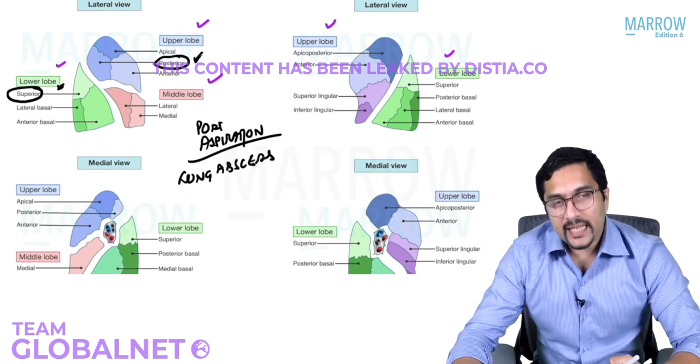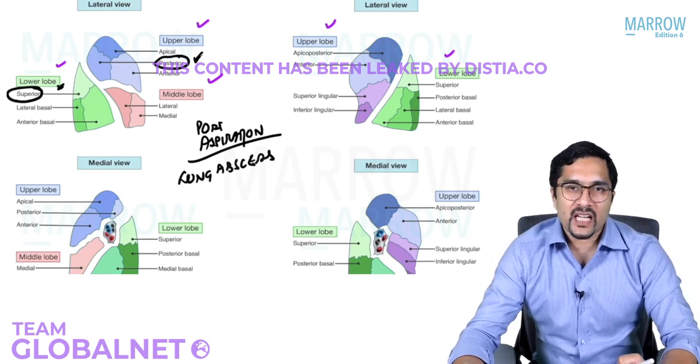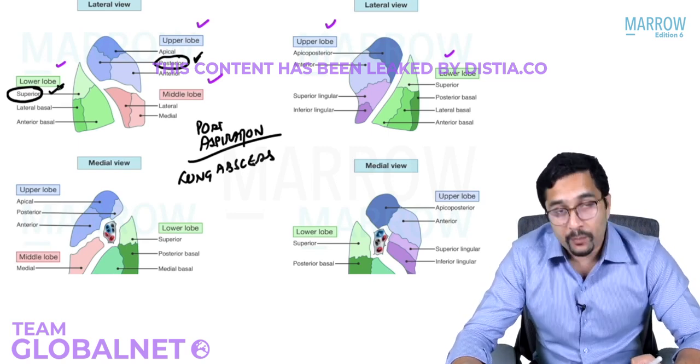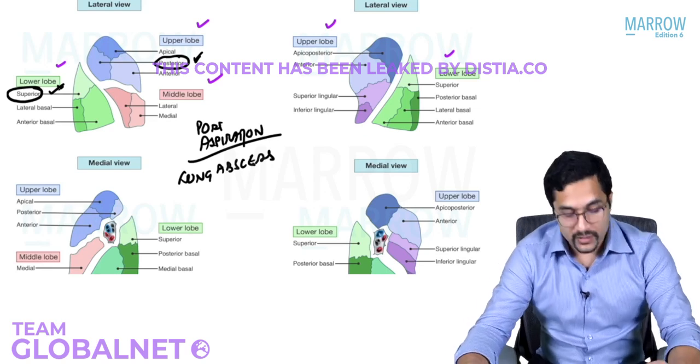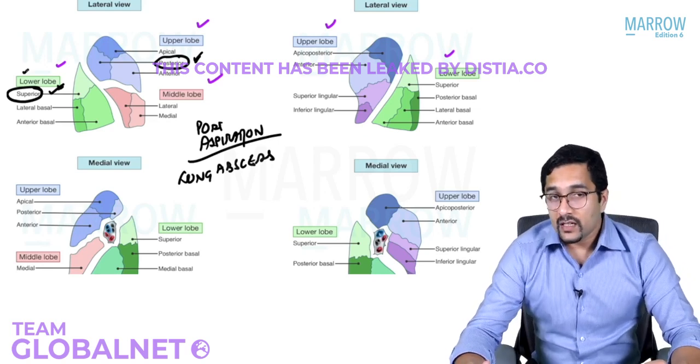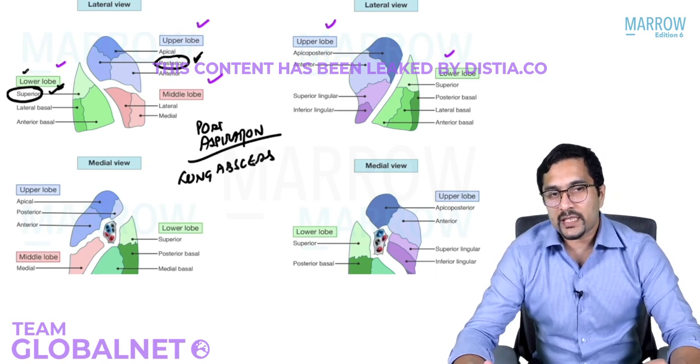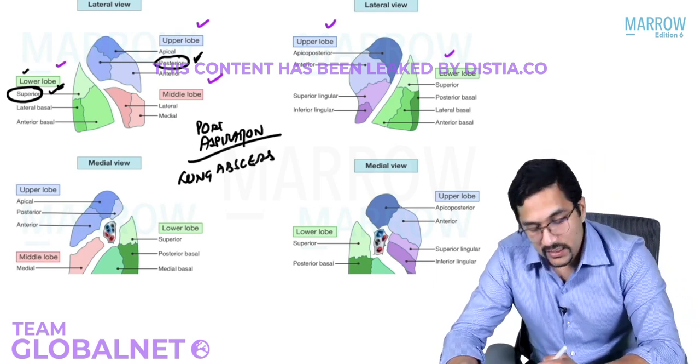One is the posterior segment of the upper lobe of the right lung, and the other one is the superior or the apical segment of the lower lobe of the right lung. These are the 2 most common segments where abscesses can form post-aspiration. This you should know about.